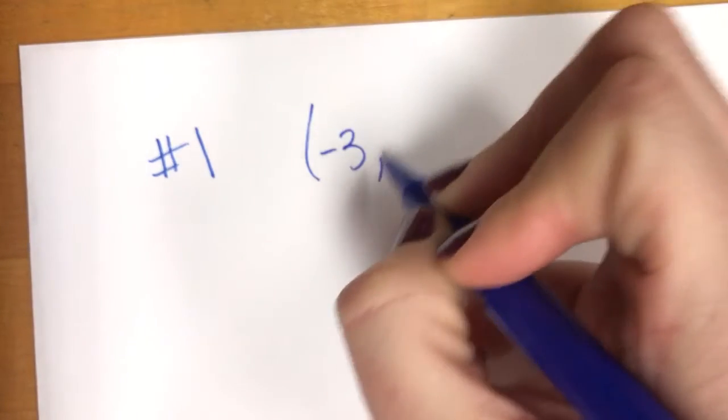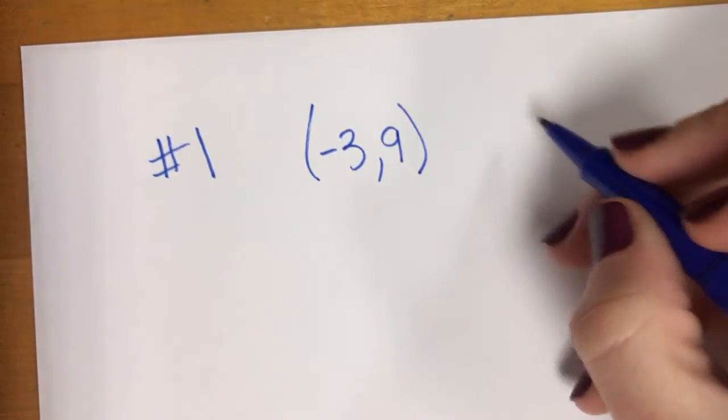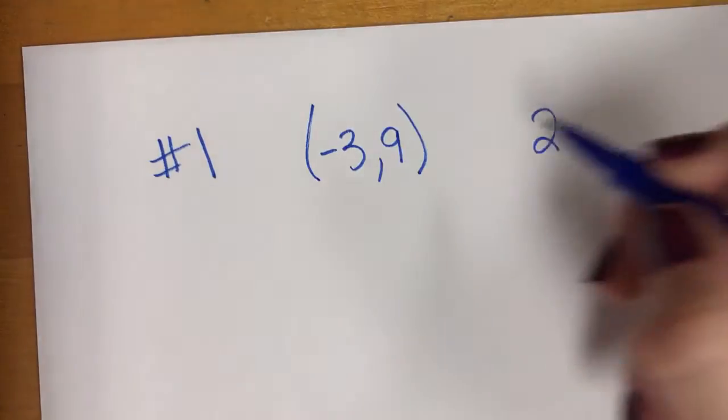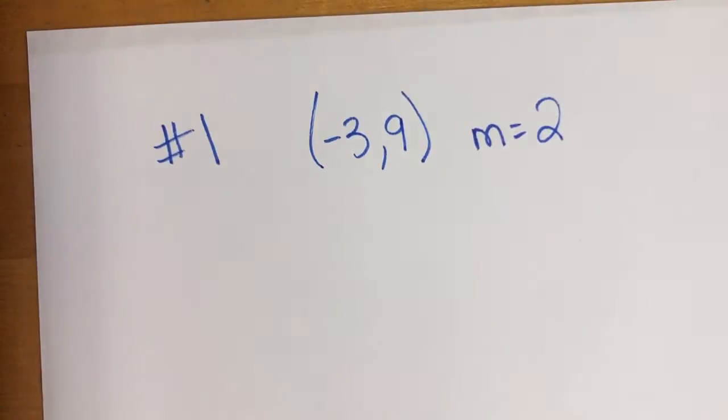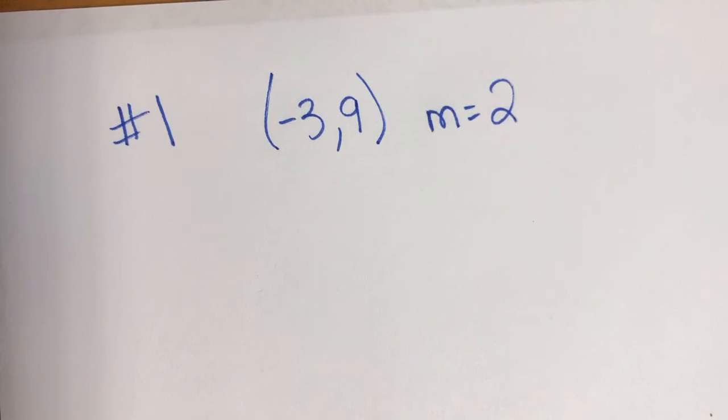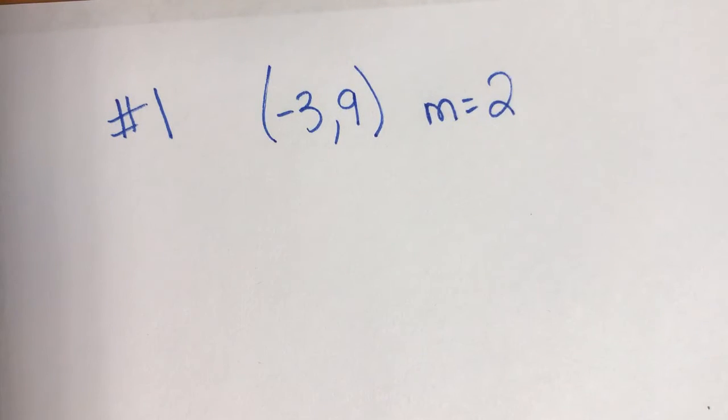But if we're looking at number 1 on the practice quiz, it says to write the function that represents the line passing through the point -3, 9. And that has a slope of 2. So remember, slope is represented by the letter m. So in other words, what we know is that the point is -3, 9, and the slope is 2. So we know a point and we know a slope.